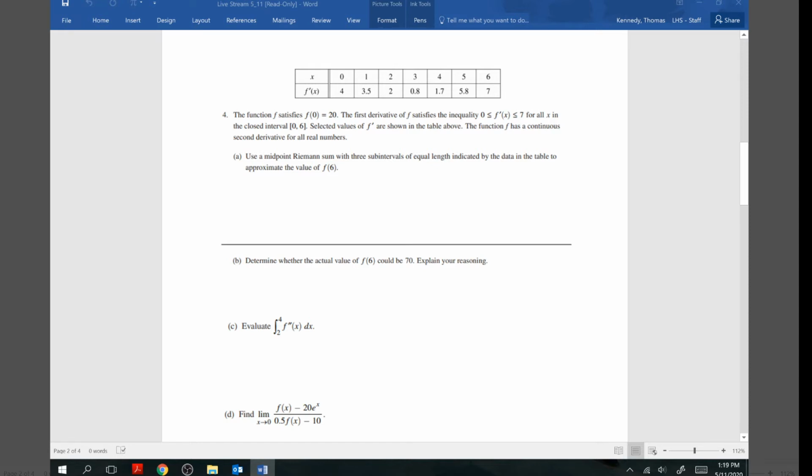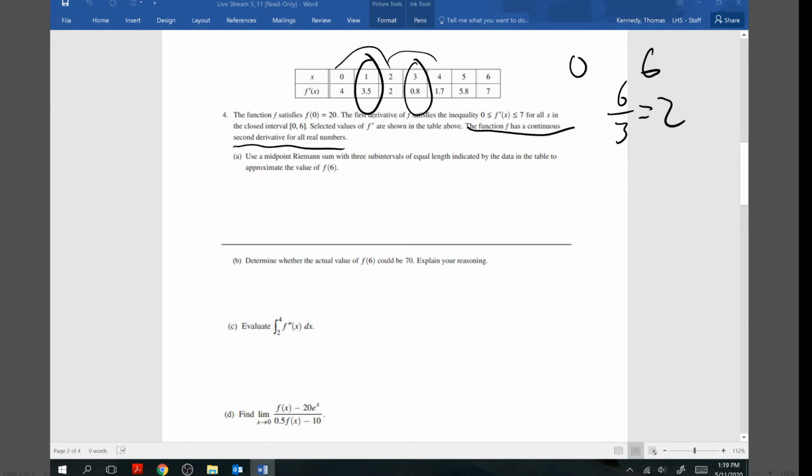It tells us that it's continuous, and its second derivative is continuous, so it's twice differentiable. This literally just means twice differentiable. They just found a different way to say it. And it says, use a midpoint sum with 3 subintervals of equal length. What it means by equal length is we're going from 0 to 6. And if I split this into 3, 6 divided by 3 is each of my rectangles is going to be 2 wide. So I'm going to be going from 0 to 2, so 1 is the midpoint. I'm going to be going from 2 to 4, so 3 is the midpoint. And I'm going to be going from 4 to 6, so 5 is the midpoint.